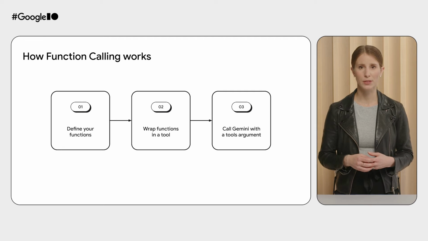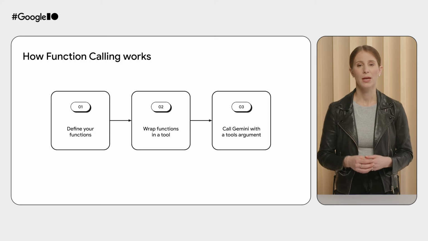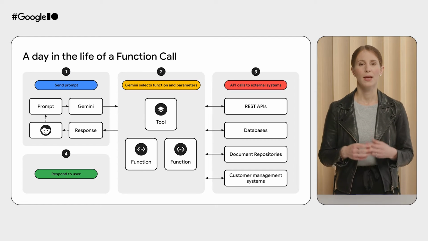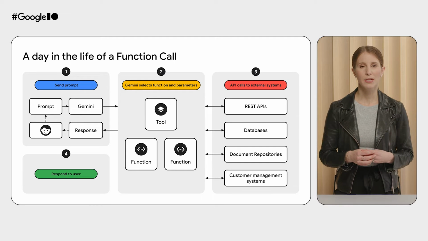In the third and final step, it's time to call the Gemini model. When you make a model call, you can pass a tool argument that specifies the tool that you want the model to use. This tells the Gemini model which function it should consider when selecting the best tool for your given prompt. Now let's take that same step-by-step process and walk through a typical function calling scenario.